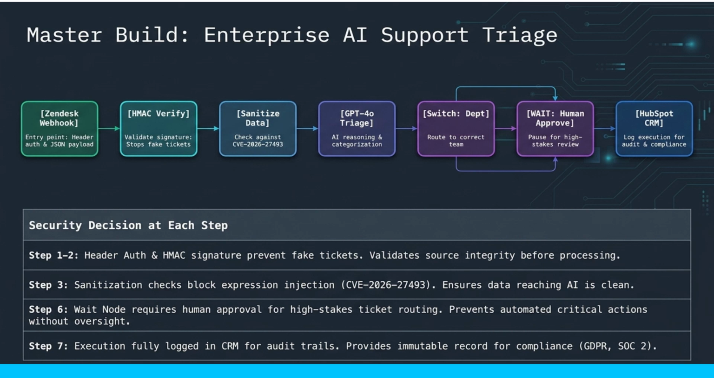Step 7. HubSpot CRM. Category, draft, approval decision, and timestamp are all logged. Full audit trail for GDPR, HIPAA, and SOC2. This is what enterprise automation looks like when it is built correctly.